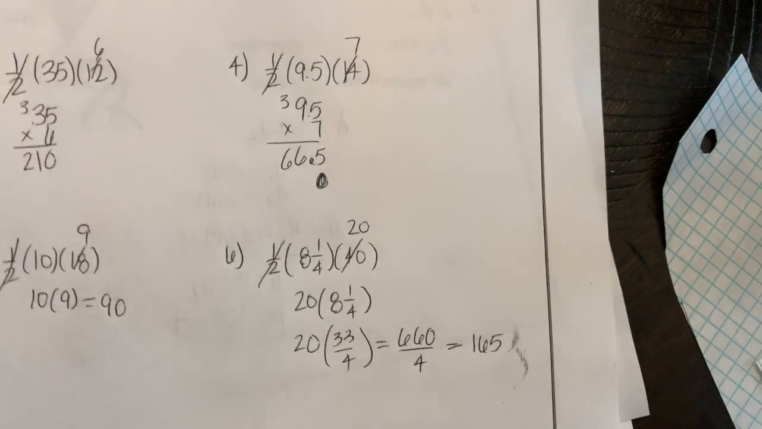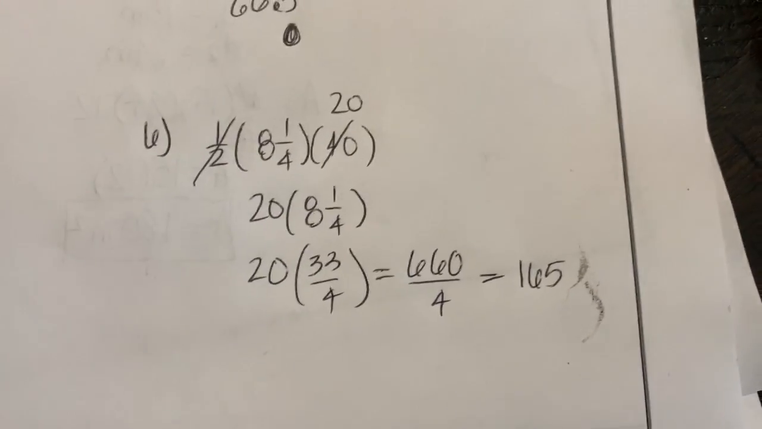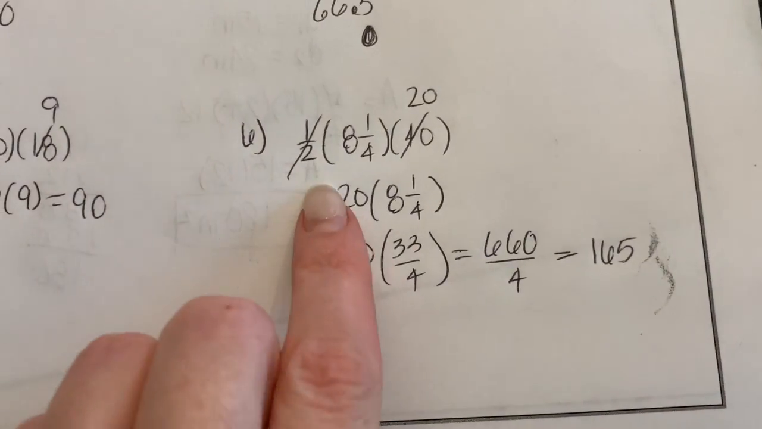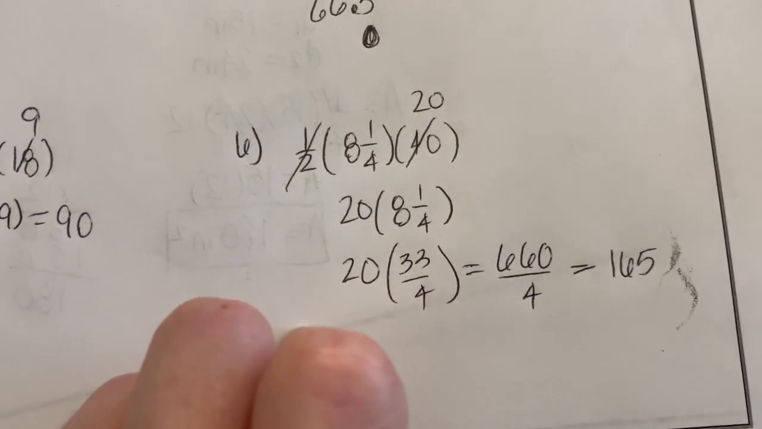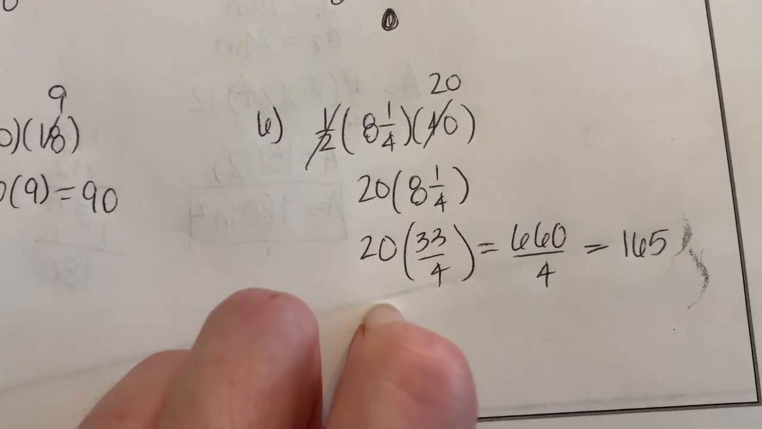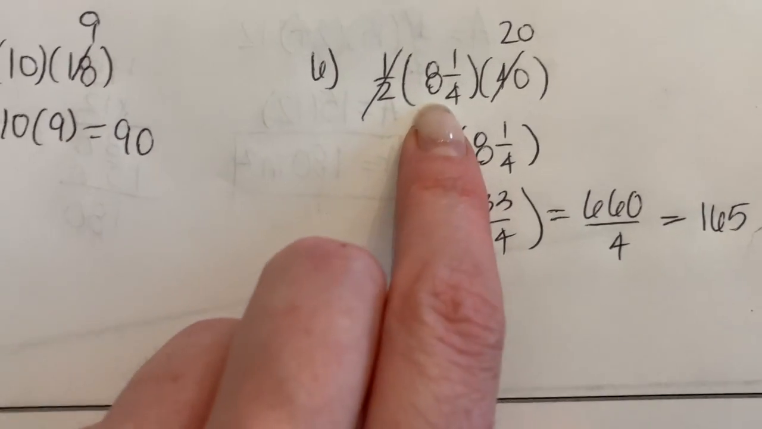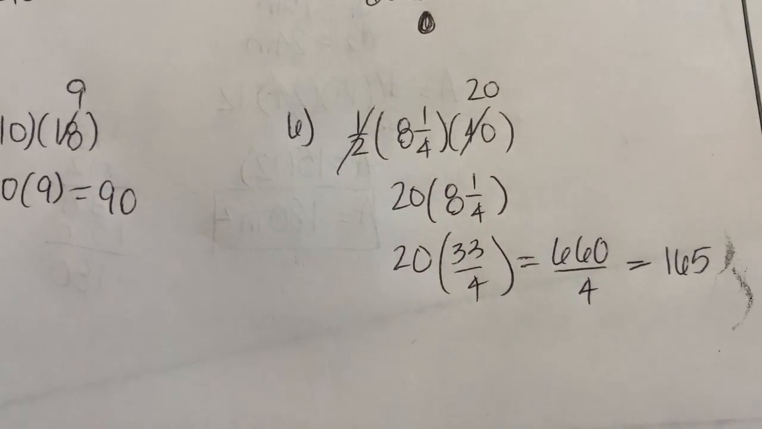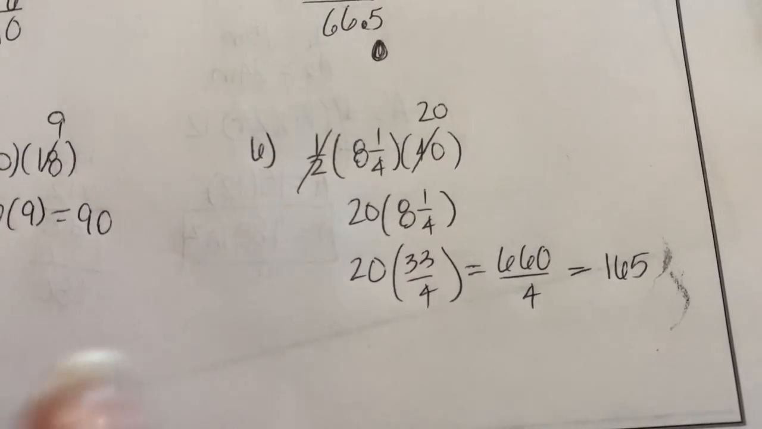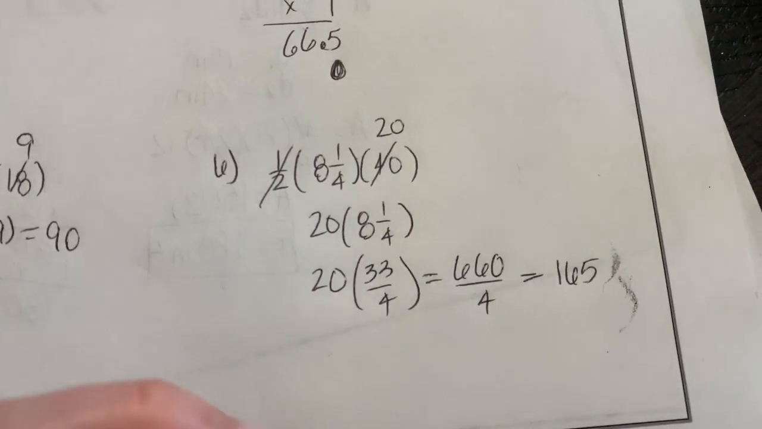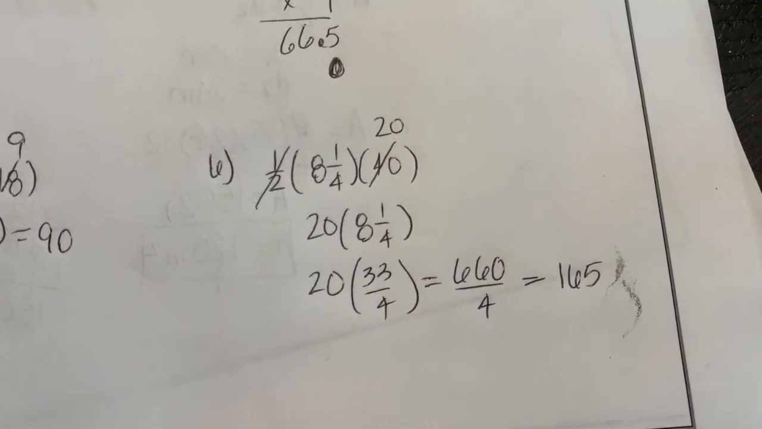And then for number 6, that was the trickier one. You could choose which way you'd like to do this. I chose to do half of 40 and then multiply 20 times 8 1/4. You could change that into a decimal if you'd rather, or you could do half of 8 1/4 if you'd rather, whatever you want, but you end up with 165.